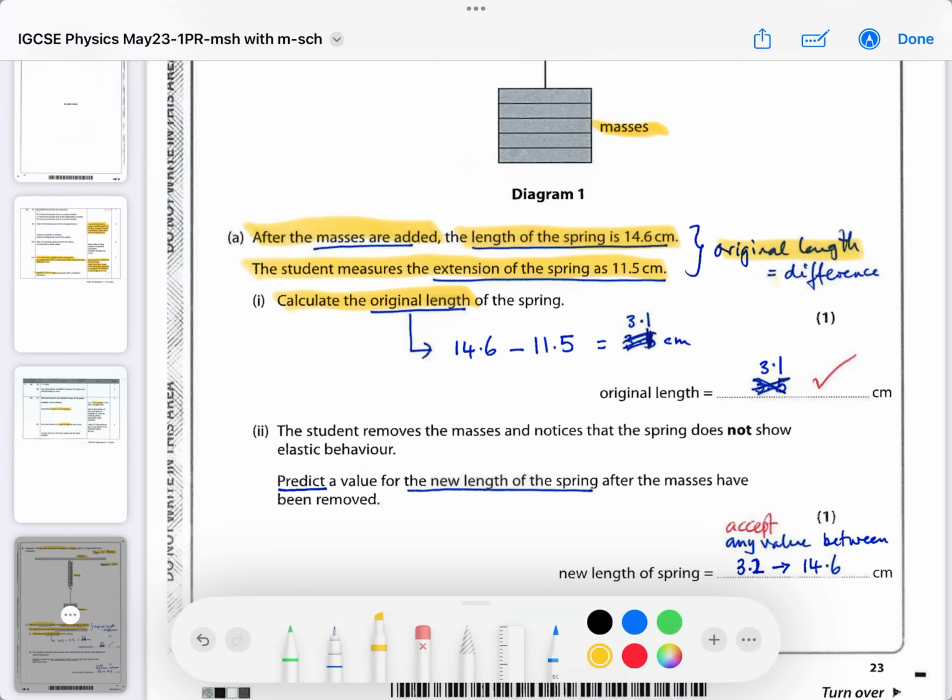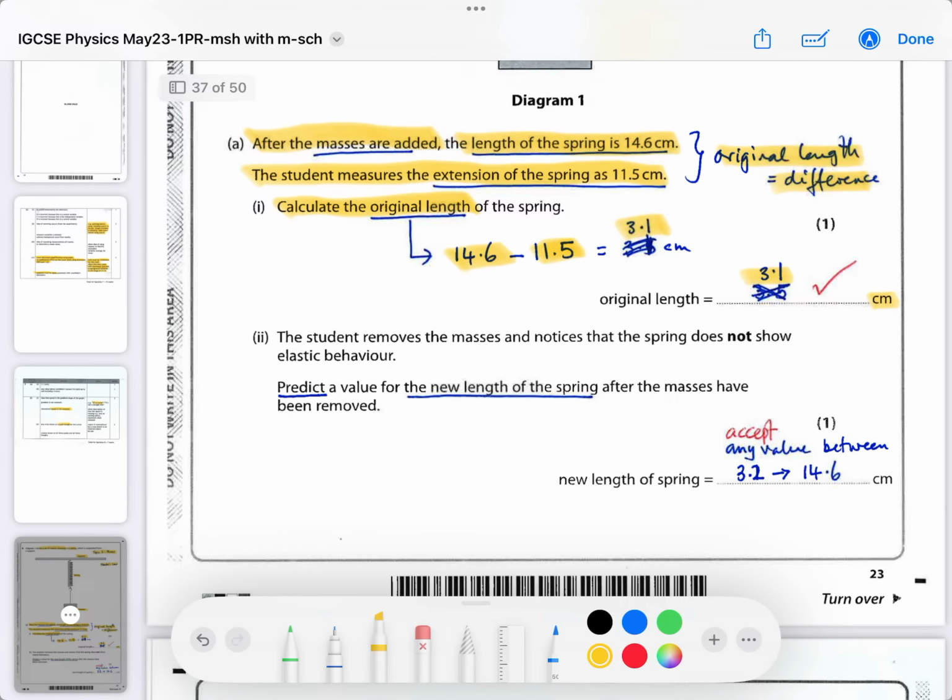With the original length, there's a difference between these two readings. The extension, so that means 14.6 when you've added the weights. Take off the extension, the original length was 3.1 centimetres. I just made a mistake when I worked it out in my head. I think my brain wasn't working. The units are provided. The student removes the masses and notices that the spring does not show elastic behaviour. It means it doesn't return to its original length.